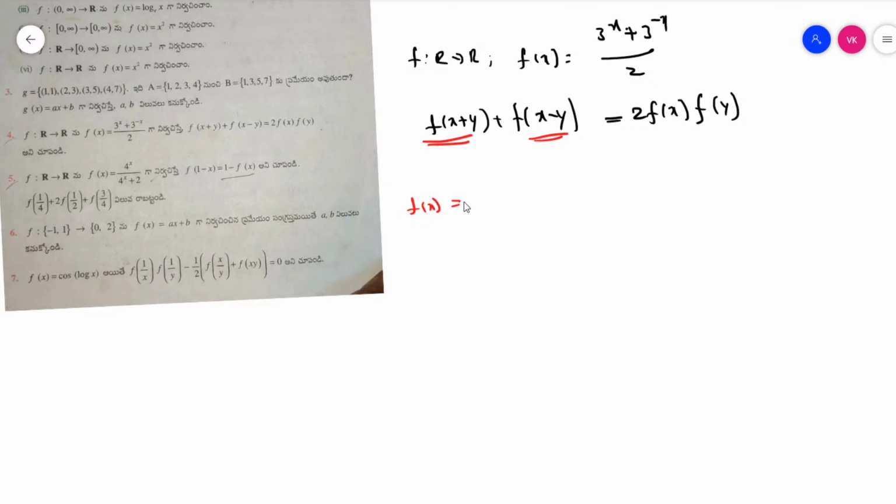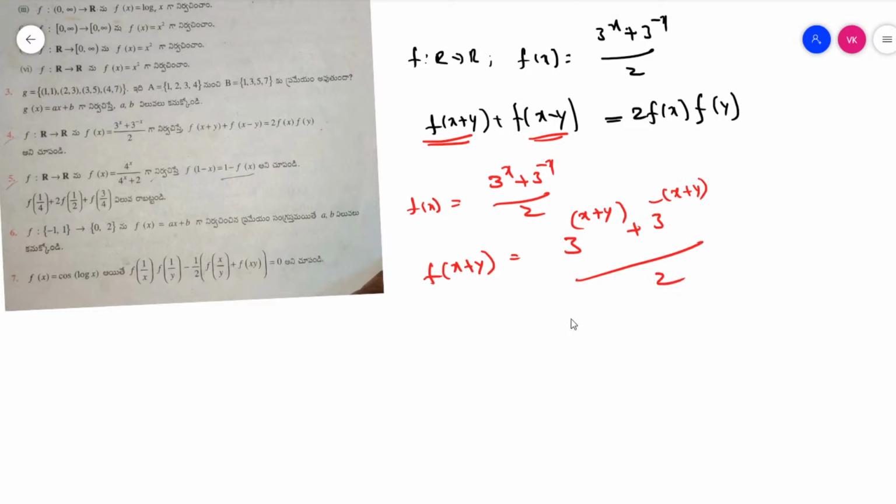Let's find out. f of x is equal to, we know that, (3 power x plus 3 power minus x) by 2. Then f of x plus y is equal to (3 power x plus y plus 3 power minus of x plus y) by 2. Okay, let's find the values. Then let's expand them. Then we will get (3 power x into 3 power y plus 3 power minus x into 3 power minus y) whole by 2. This is for x plus y.